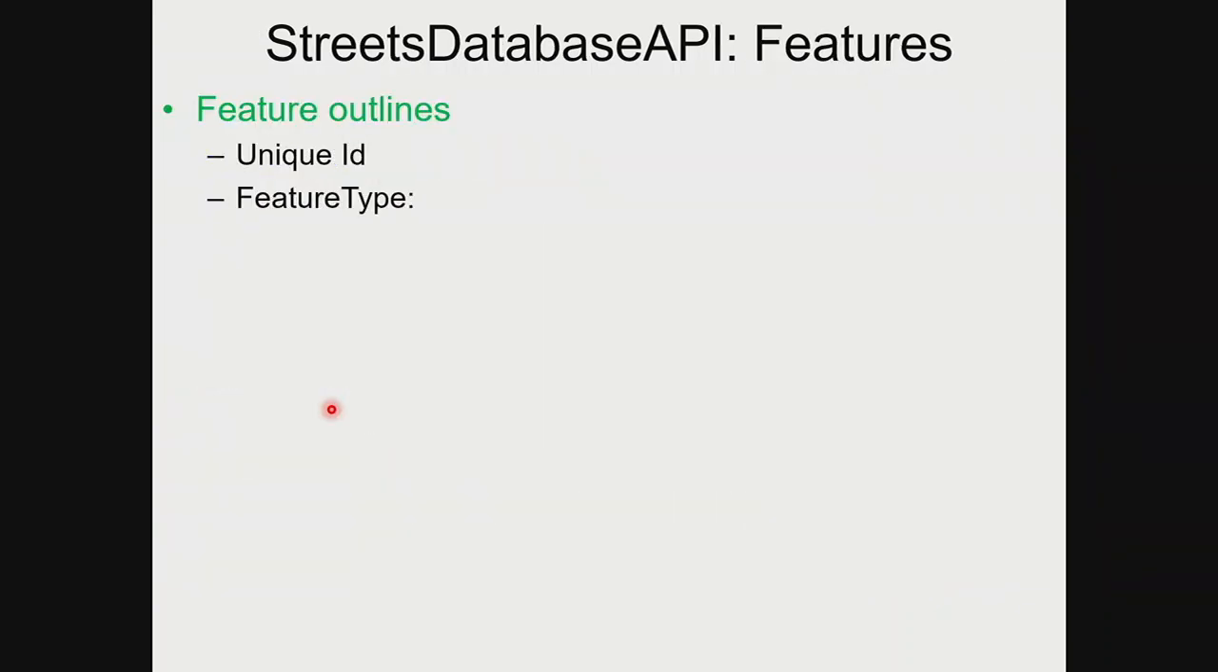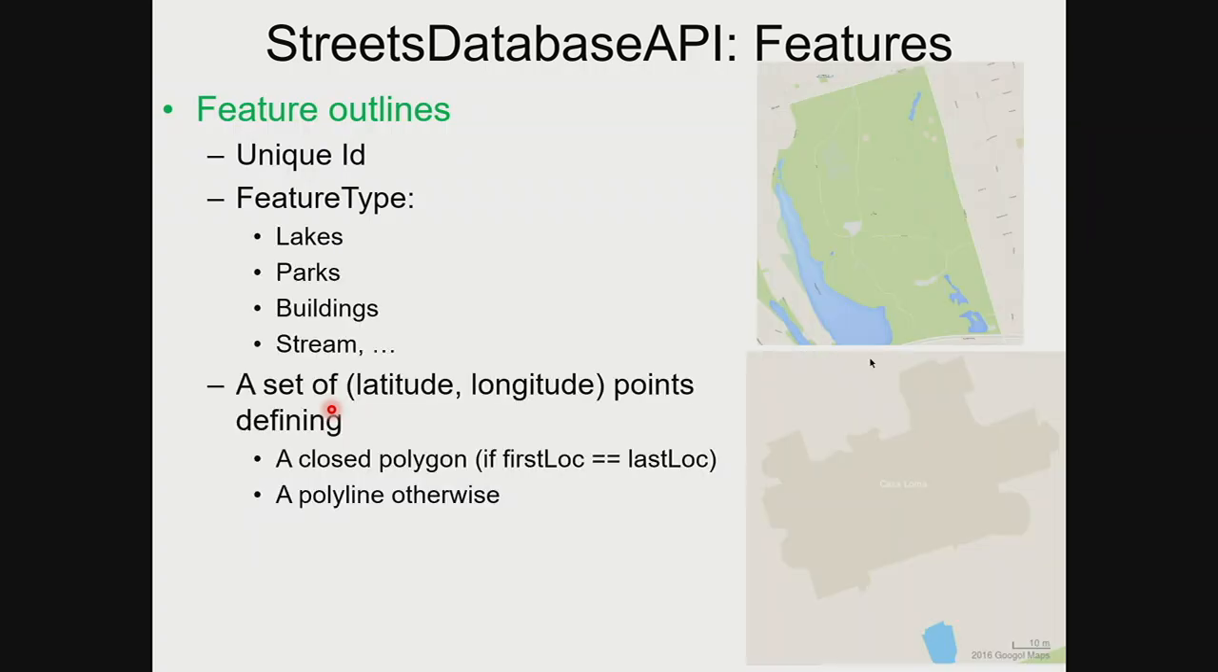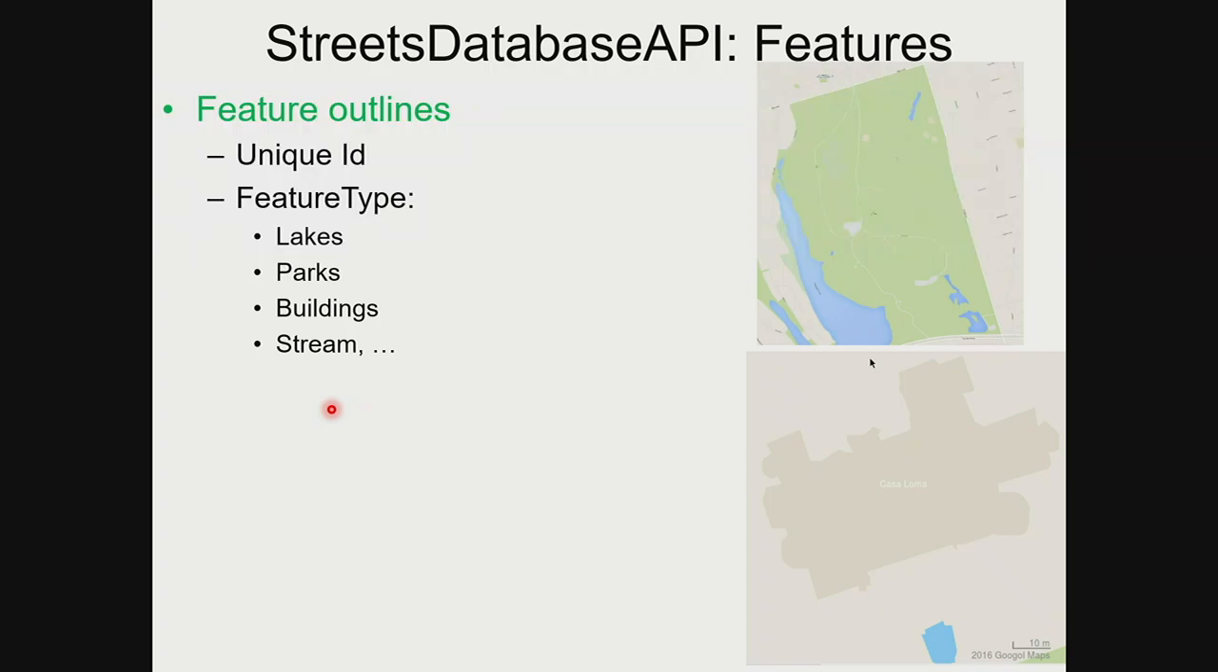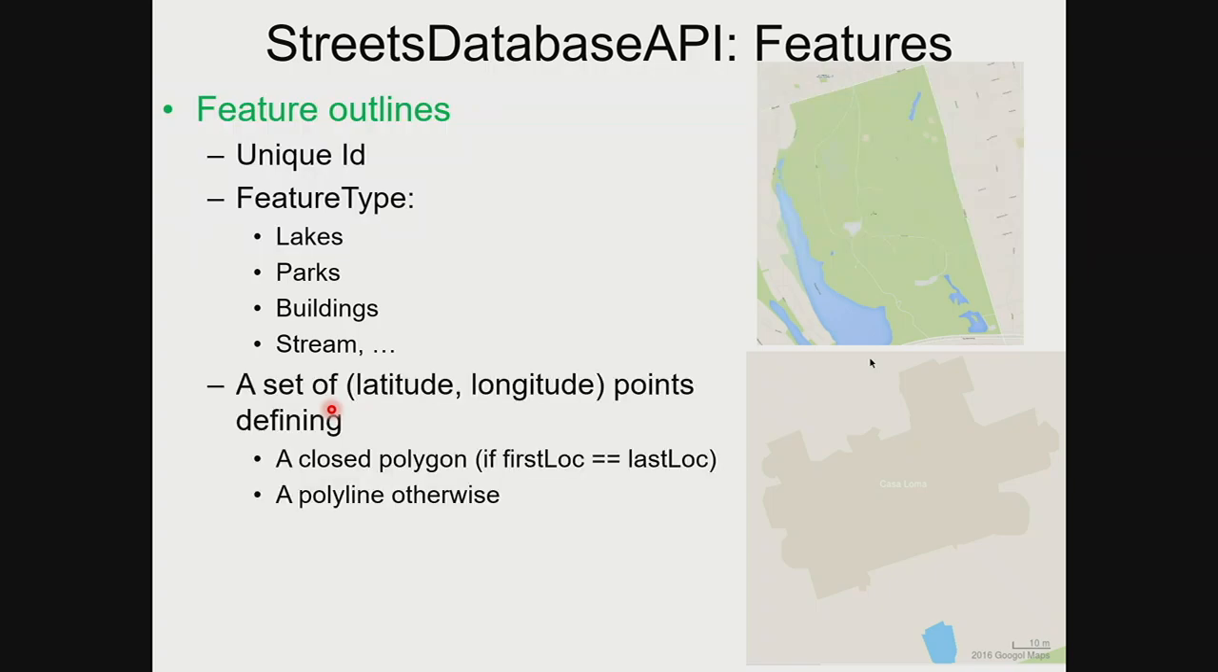And the last type is feature. Features are basically outlines of interesting things in the city. For example, High Park is a feature. Any lake, any stream, any park is a feature. So a feature is identified by a unique ID as well, and the feature type. The feature type can be lakes, parks, buildings, streams, etc. These feature types are defined in your API as an enum class. I think you've covered enum class in 244.